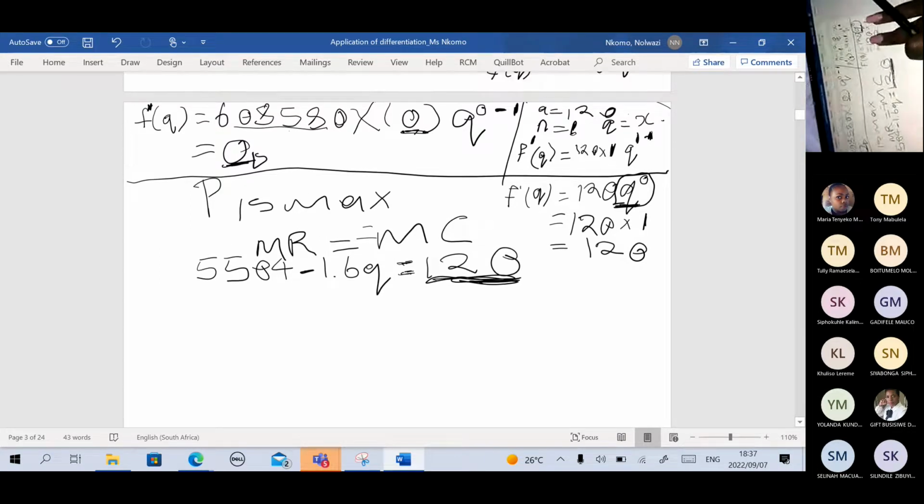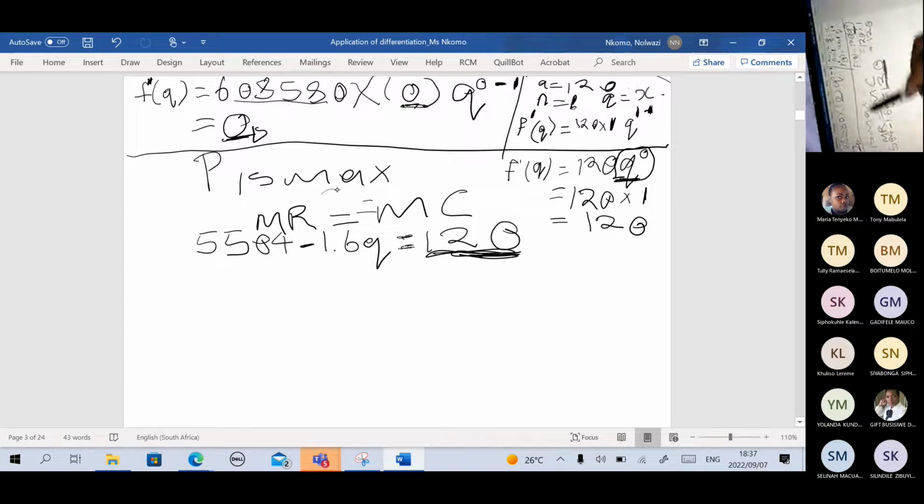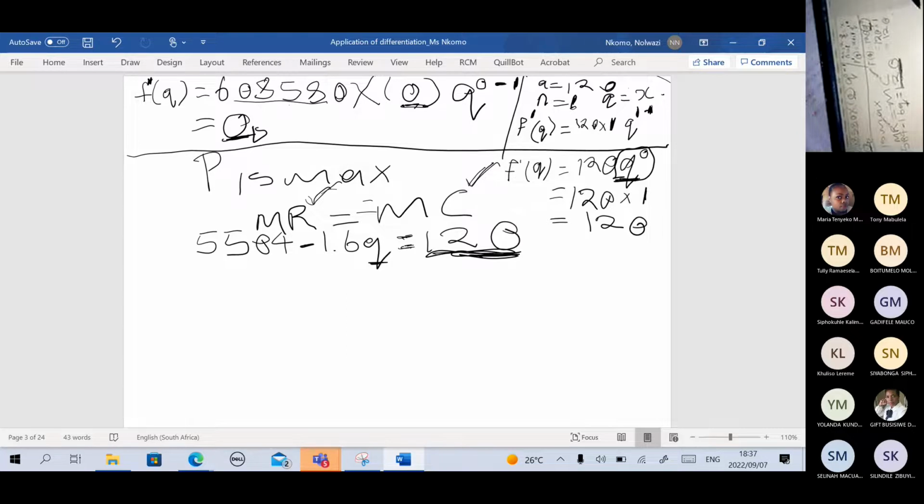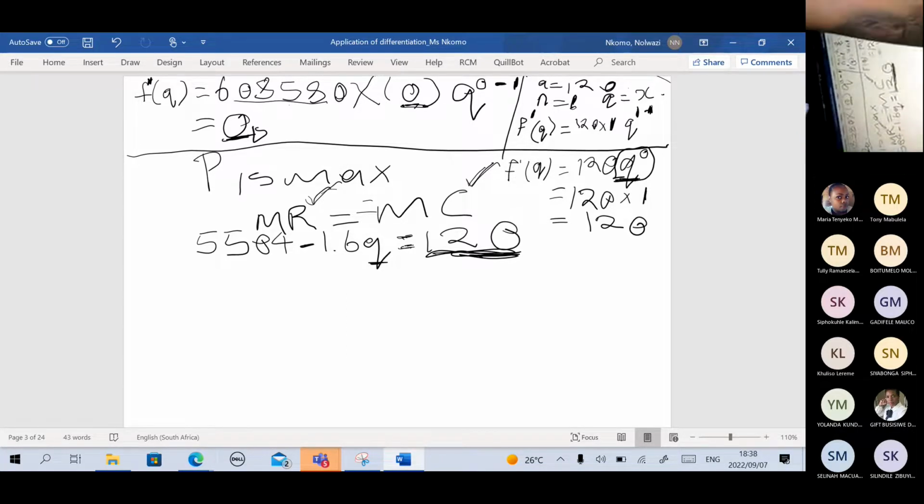Now, after finding the marginal revenue and the marginal cost, we equate them, because the question was to determine the price and the quantity where the profit is at maximum. And we said the profit is at maximum when the marginal revenue is equal to the marginal cost, right? If we equate these two, you see we only have one unknown, which is Q in this case. So we can use this condition to solve for Q.